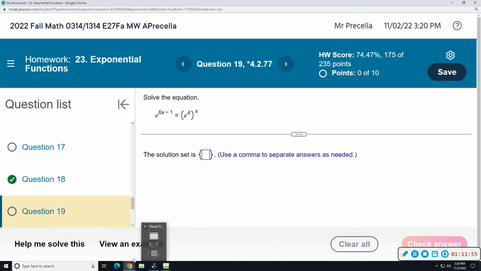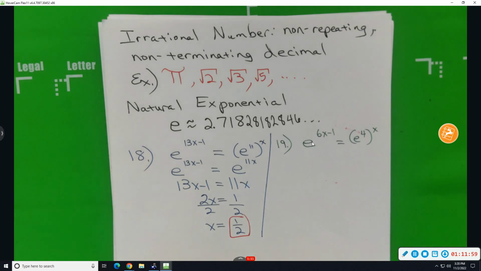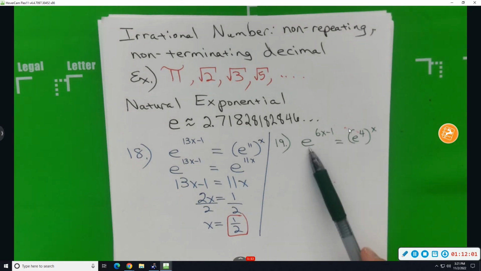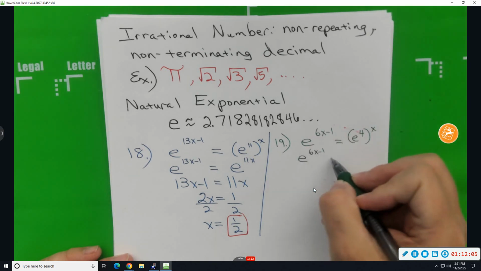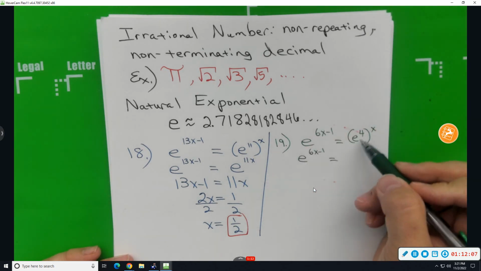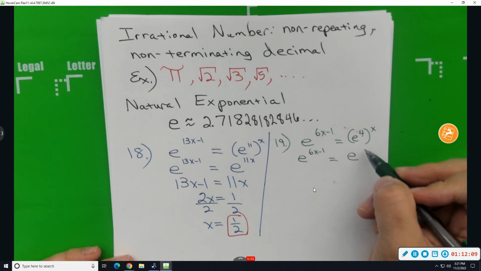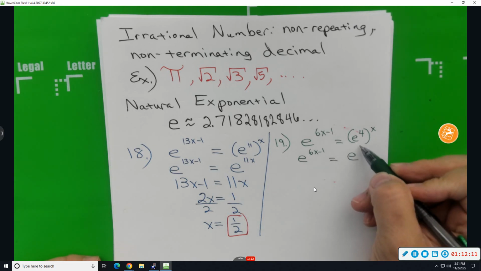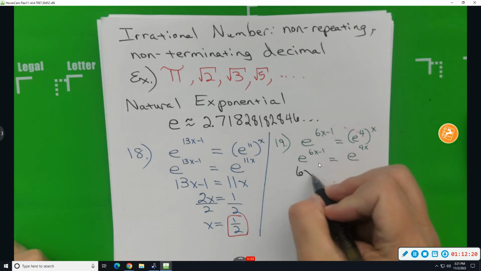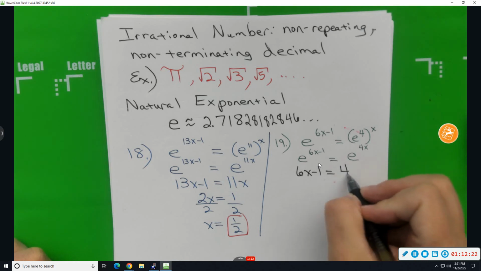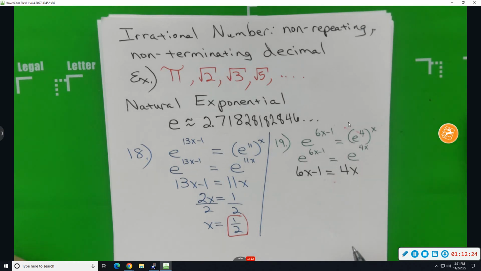So, if we're going to solve this equation using the same base method, we better have e's on both sides, and we do. So I'm going to write this one here without parentheses, e to the 4x. Remember, power to power you multiply. Drop the powers, set the exponents equal. So you have 6x minus 1 equals 4x.